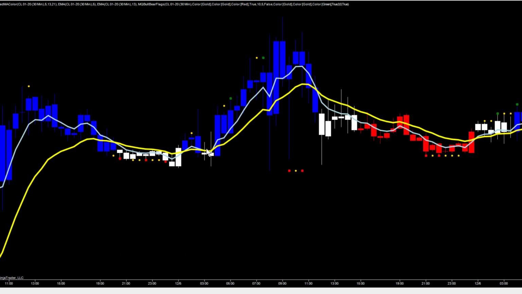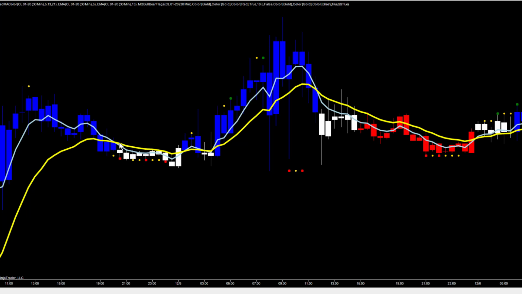But then when we get here, see how the 5 has crossed the 13 and we're getting our flag signals, and we tend to get much better follow through when we're on the right side of the 5 and the 13 and they have some slope to them.